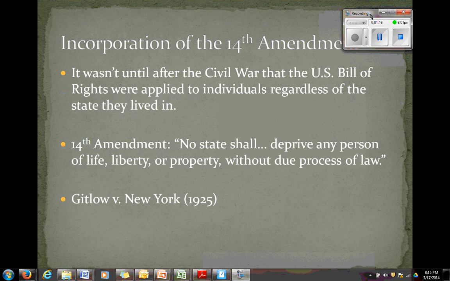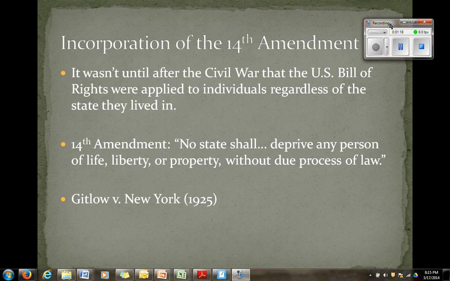Now, originally, it's important to note that the 14th Amendment rights were actually given after the Civil War. Therefore, the idea of the Bill of Rights and those civil liberties weren't actually incorporated into the law until after the Civil War. Before that, if you think about your First Amendment freedoms, they actually only pertained to federal law. They didn't pertain to state laws.